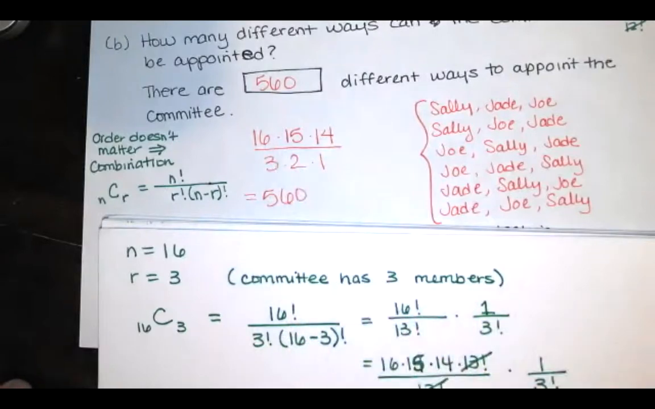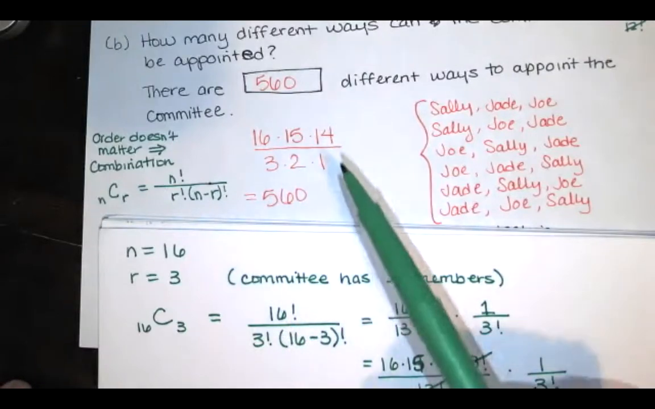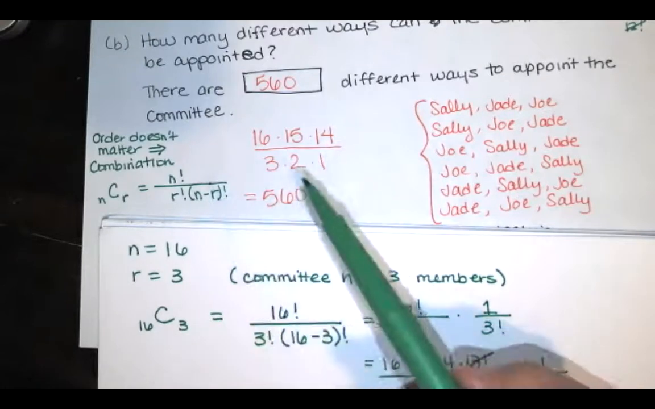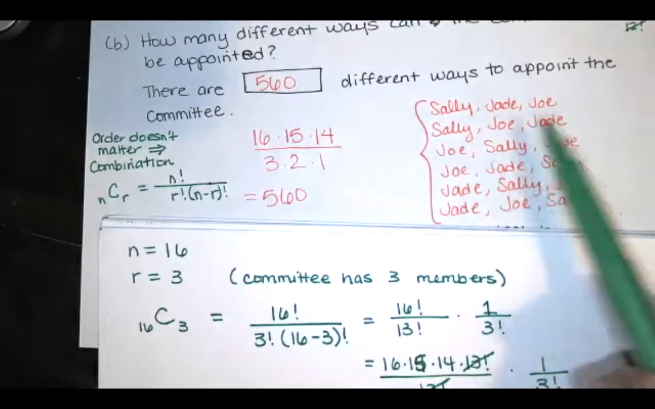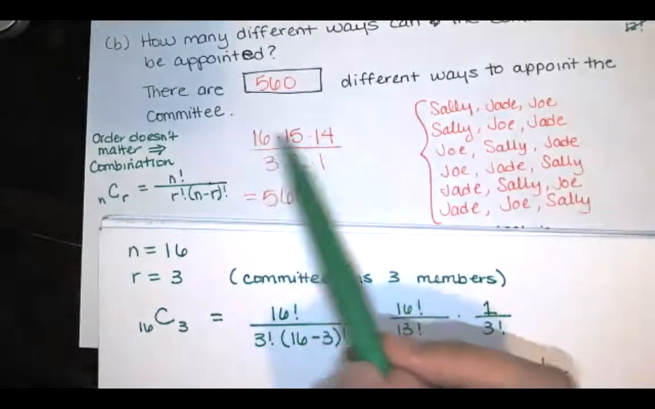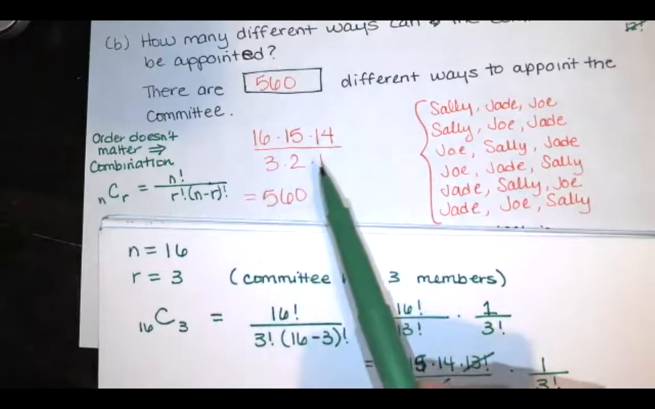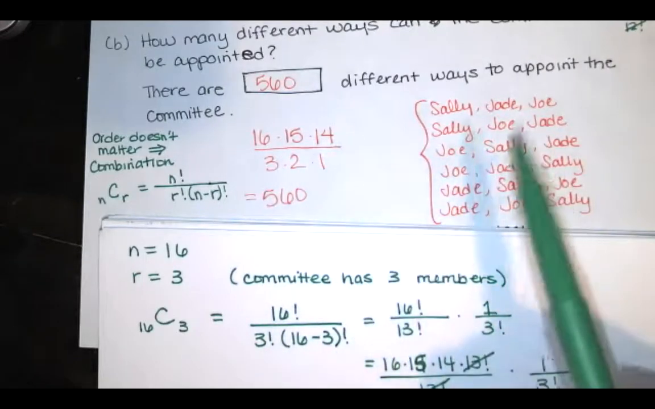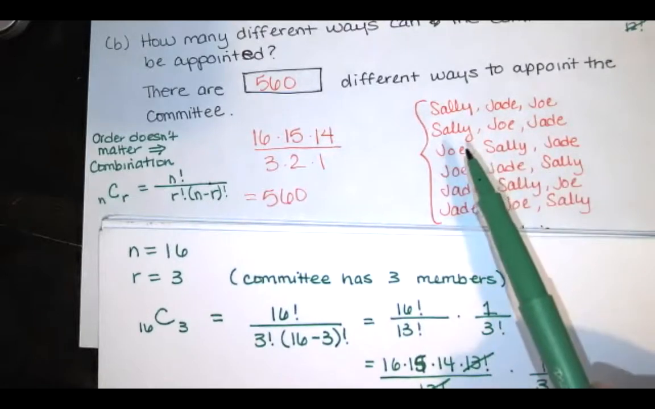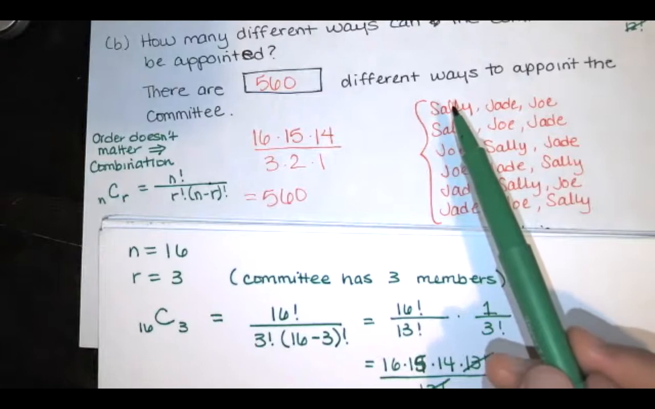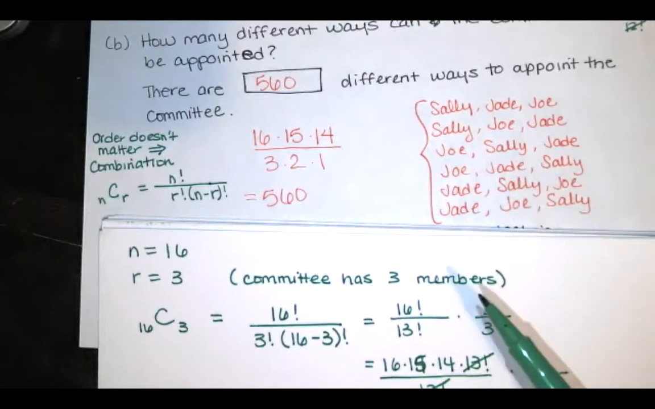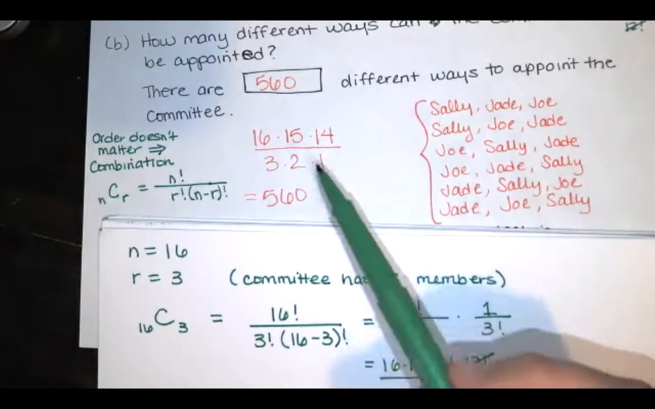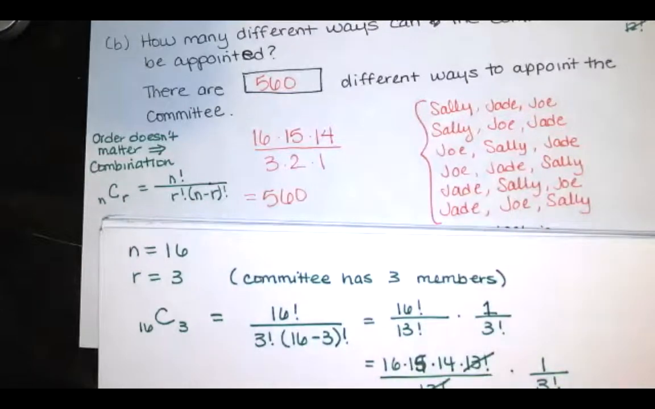I've got 16 options for the first seat in the committee, 15 for the second, 14 for the third, and order doesn't matter, so I'm accidentally counting them all 6 times when they're the same committee by doing this multiplication. So to account for that, I'm dividing by 6. I'm dividing by the number of ways we can arrange those 3 people in order, which is, well, I've got 3 options for the first position. And then after you choose the first position, you've got 2 options for the second, and then you've got 1 option for the last. So there are 6 different ways, as we see here on the list to the right.